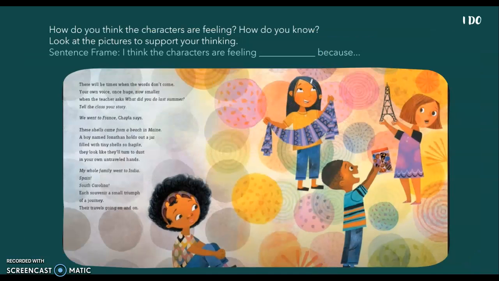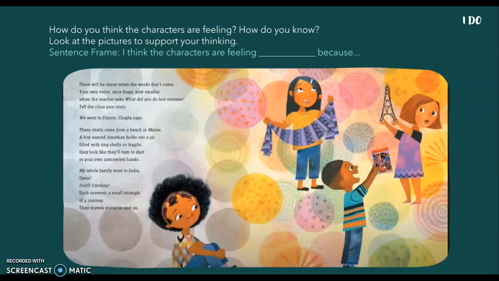How do you think the characters are feeling? How do you know? Look at the pictures to support your thinking. We can use the sentence frame, I think the characters are feeling blank because.